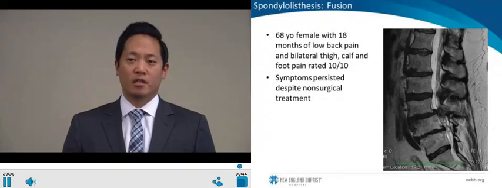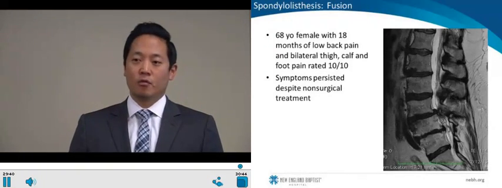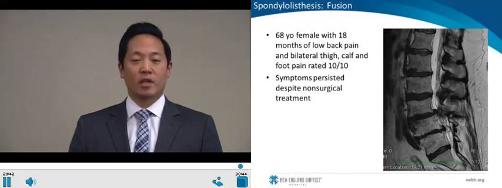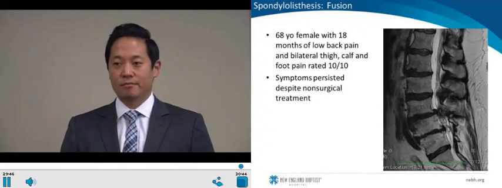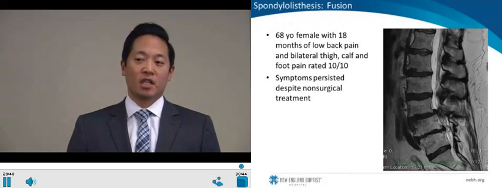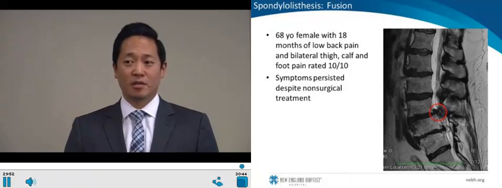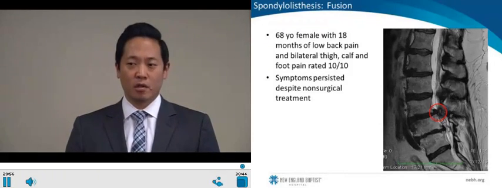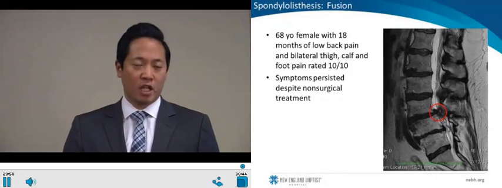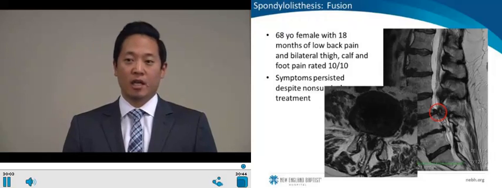This is a case of a patient with spondylolisthesis. She's a 68-year-old female who presented with 18 months worth of low back pain, bilateral thigh, calf, and foot pain that she rated as a 10 out of 10. On her MRI, we can see that she does have spondylolisthesis at L3-4 with fairly tight stenosis secondary to unroofing and bulging of the disc below, as well as hypertrophy of the elements posteriorly. This is her axial image here at that level.